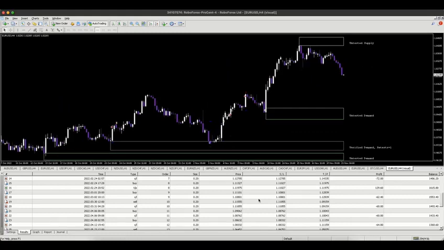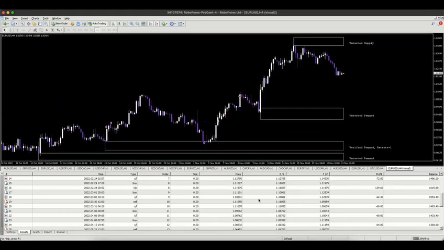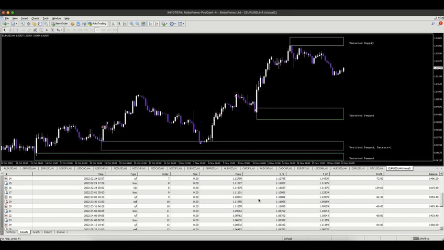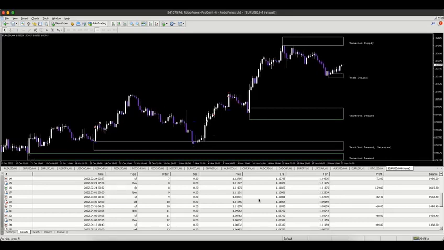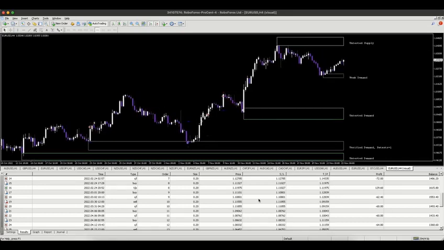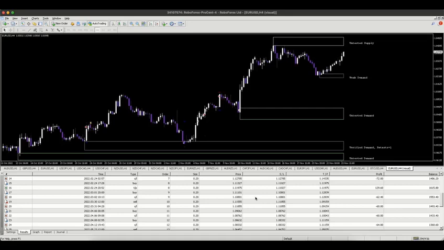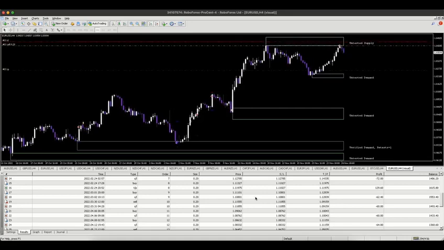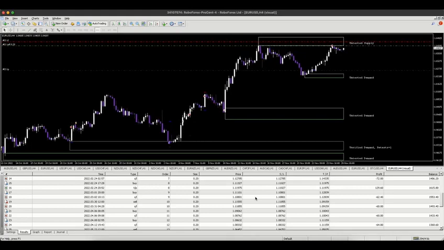The biggest downside of this robot is economic news. During major economic news like the non-farm payroll, or NFP, the markets are highly volatile, and price may break through major demand or supply zones. So in case you are running this robot during news time, be very watchful and monitor your trade.